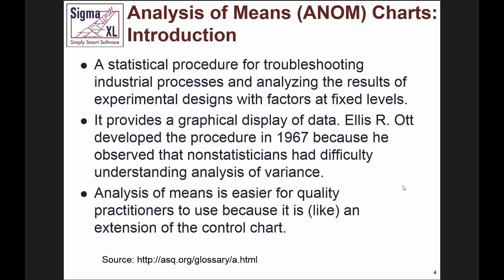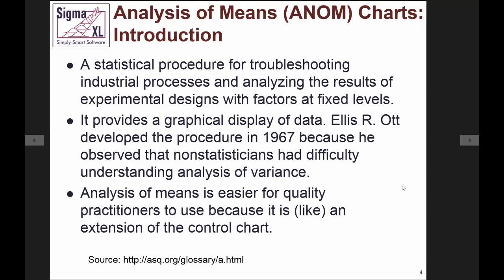What is an ANOM chart? It is a statistical procedure for troubleshooting industrial processes and analyzing the results of experimental designs with factors at fixed levels. It provides a graphical display of data. Ellis Ott developed the procedure in 1967 because he observed that non-statisticians had difficulty understanding the analysis of variance. And the analysis of means is easier for quality practitioners to use because it is like the extension of a control chart. This comes from the ASQ website.